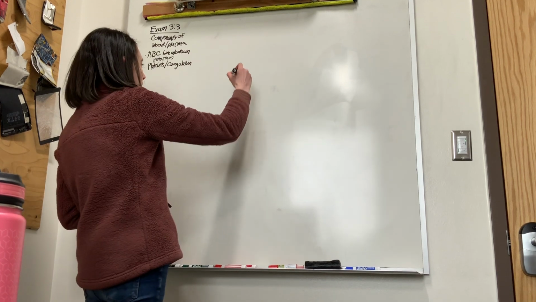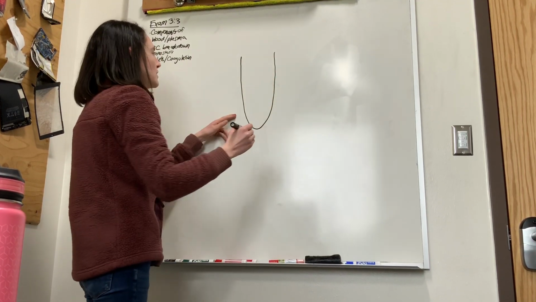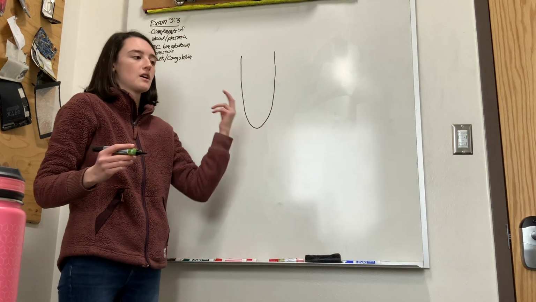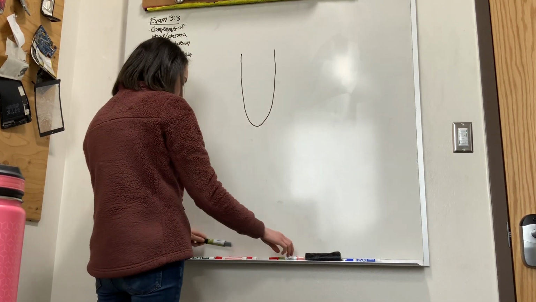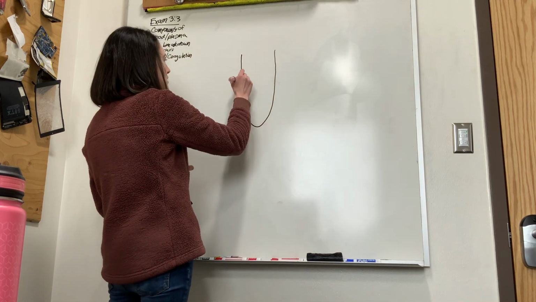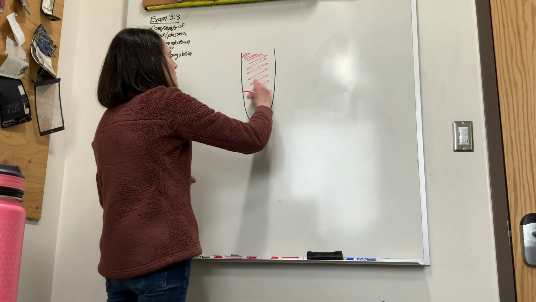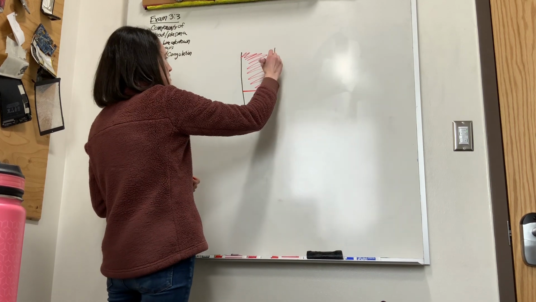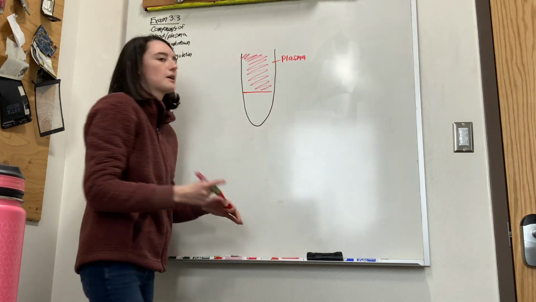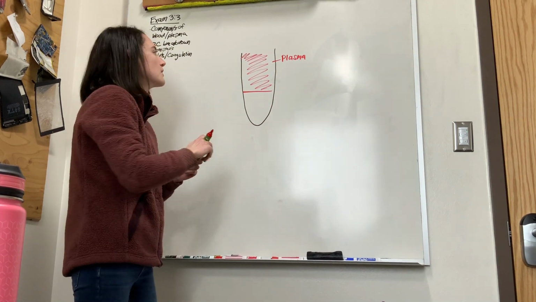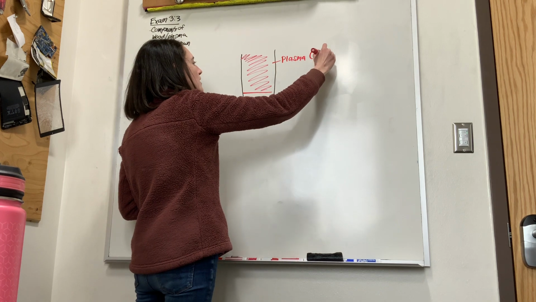So to begin, I'll start off with blood. Imagine this is a tube, and this tube is filled with blood that's just been centrifuged. I'm going to go ahead and color code this. The red is going to represent our blood plasma, and the plasma makes up the majority of the blood, about 60% of it.